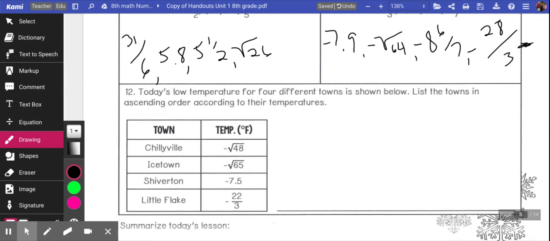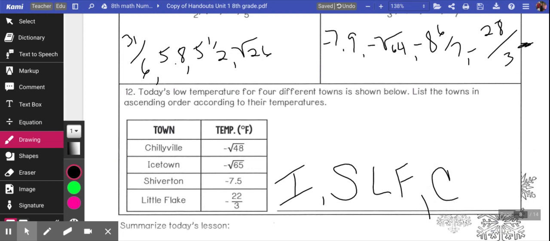So ascending order means going up. And so the lowest temp would be Icetown. So I'm just going to put an I. And then the next one is the Shiverton. And then we have Little Flake. And then we have the Chillyville.